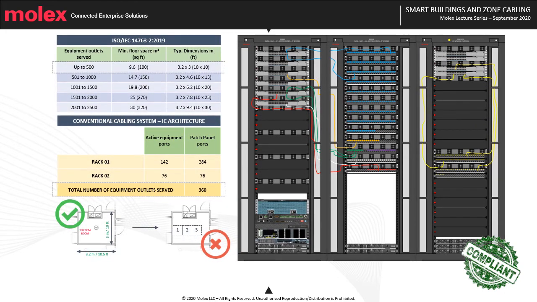Now, the total number of equipment outlets served is 360, and according to the ISO/IEC 14763 standard, the size of our TR should be at least 9.6 square meters or 100 square feet. In our design, the size of our TR complies with the international cabling standards, in which we need to install 3 cabinets, 800 by 800 mm, next to each other. However, this might be a little bit tight.